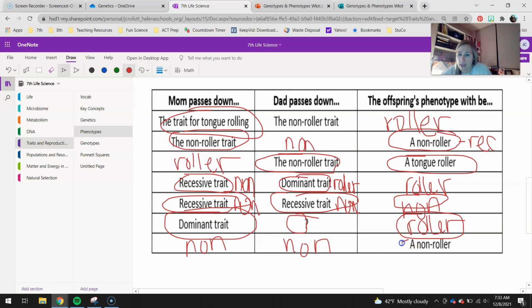Okay, and then finally we have an offspring that's a non-roller. The only way we can get that recessive trait of a non-roller is if both parents pass it down. So that means both of our parents here had to be a non-roller.